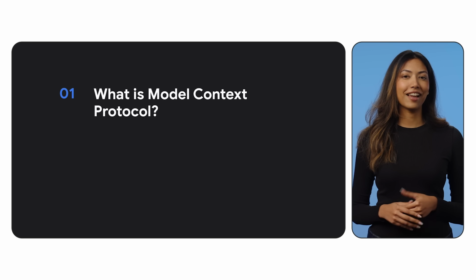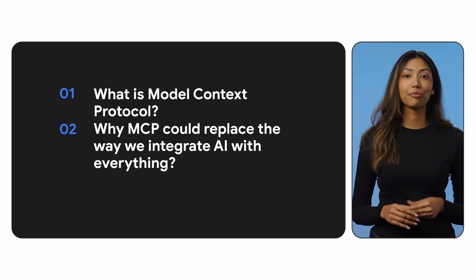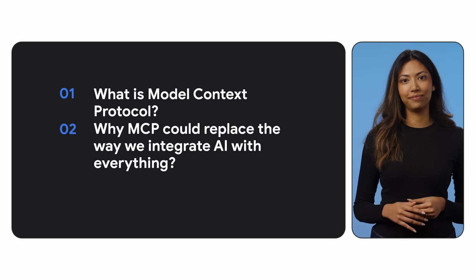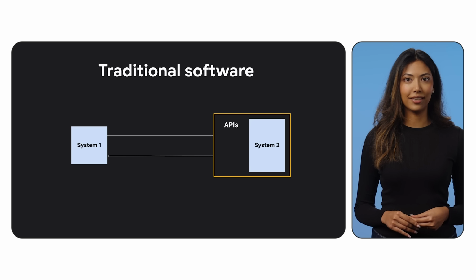So what exactly is MCP, and why are people saying it could replace the way we integrate AI with everything around it? Let's break it down clearly so that by the end of this video, you'll understand how MCP actually works, how it's different from APIs, and why it's reshaping how we build agents and applications that use large language models. For decades, APIs were the universal handshake between systems.